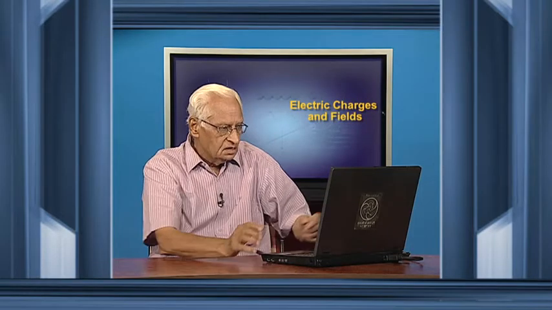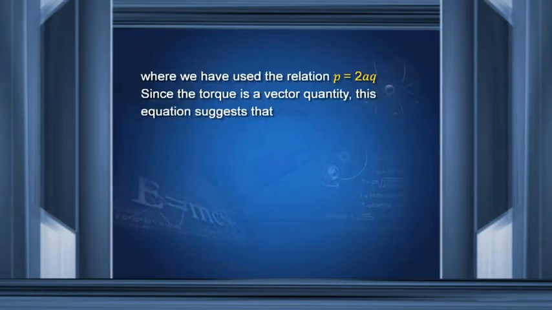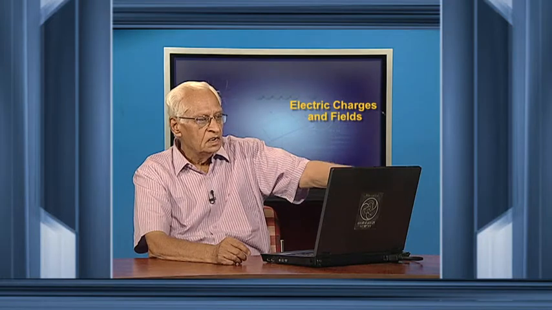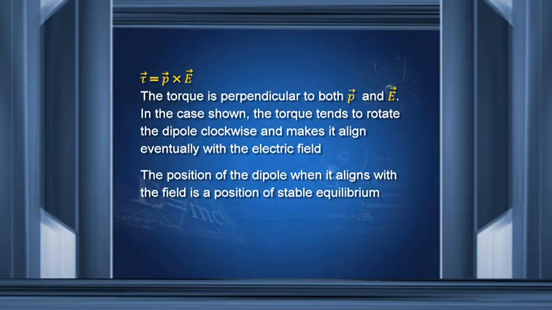And since I have told you already that P is a vector quantity, E is also a vector quantity, torque is also a vector quantity. Therefore, this expression PE sin theta suggests that in vector notation torque would be P vector crossed with E vector. The torque is perpendicular to both P and E. You can see that the cross product is perpendicular to both P and E.